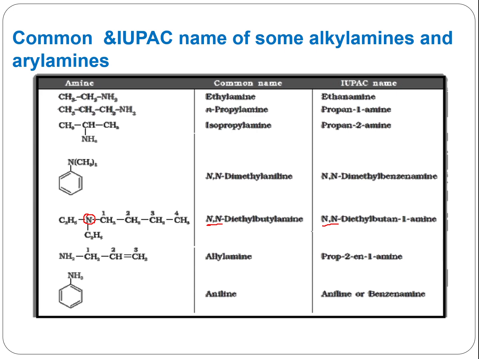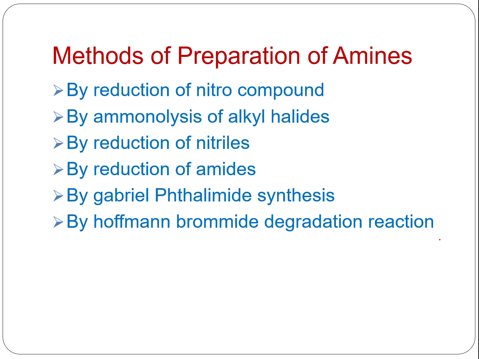In the common name we will write this if two same groups are there. Here two same ethyl groups are there, so N,N-diethyl. Whichever is the longest chain will be taken as the main hydrocarbon, and the position from where the nitrogen is attached will be given as the first number. So in the common system it will be N,N-diethyl butylamine, and in the IUPAC system N,N-diethyl butane-1-amine, since the first carbon of the butane has the nitrogen and the substituted nitrogen.